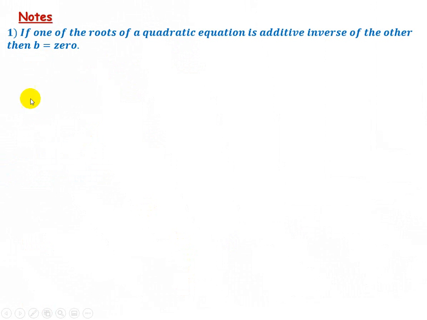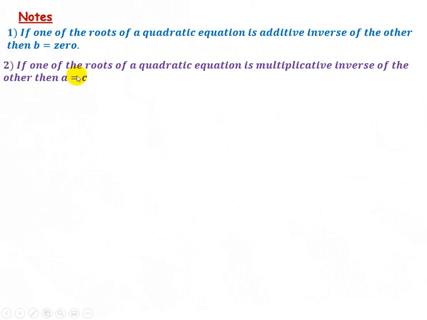Let's take some notes. If one of the roots of a quadratic equation is the additive inverse of the other, then b equals 0, which means the sum of the roots will equal 0. And if one of the roots of a quadratic equation is the multiplicative inverse of the other, then their product equals 1, which means a equals c.